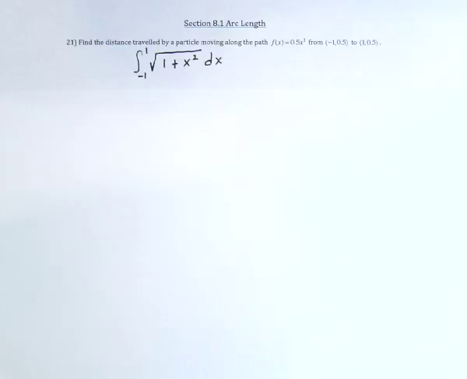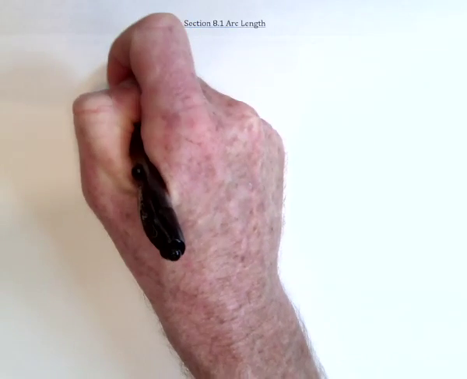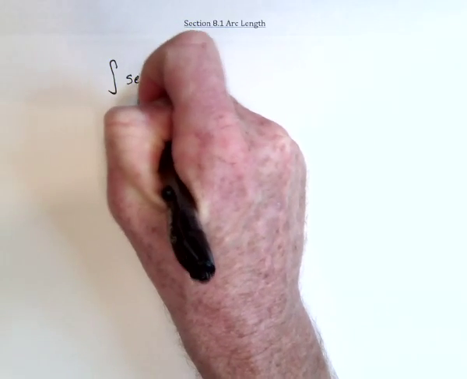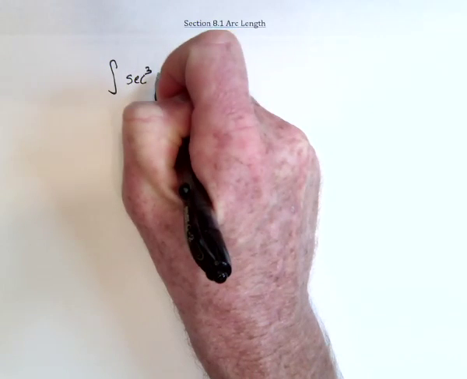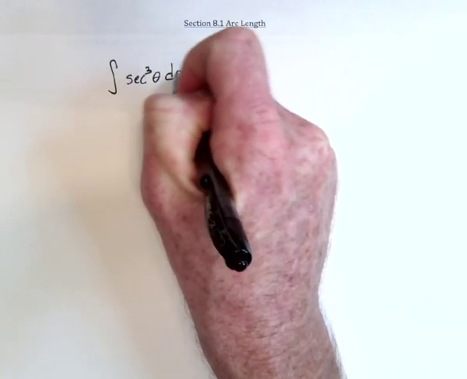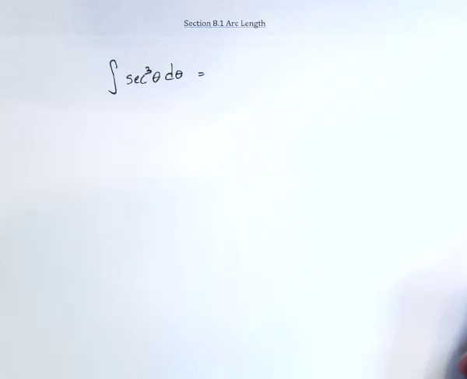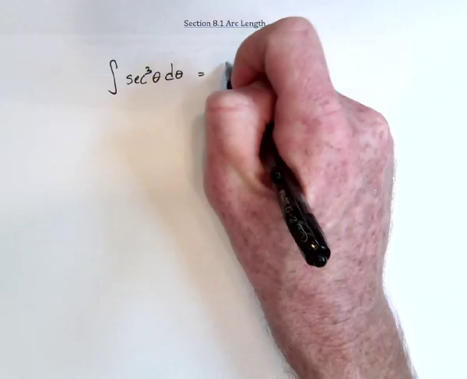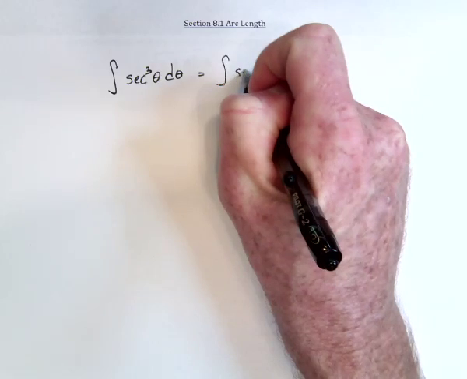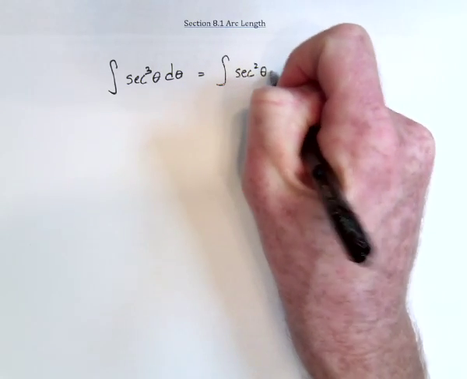This is actually a pretty challenging integral, so what I'm going to do is I'll come back to this. What I need to do first is cover how do you integrate secant cubed. Well, this is done by using integration by parts. What you do is begin by factoring secant cubed as secant squared times secant.